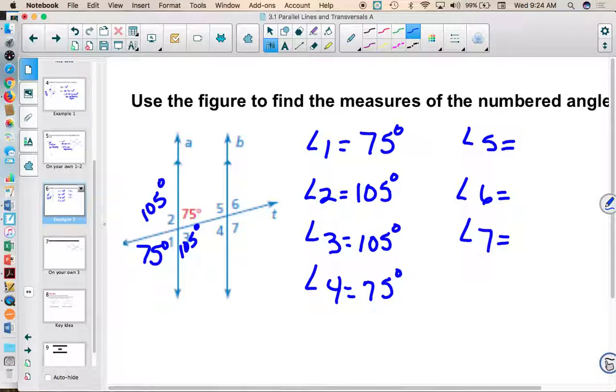Ridley. Angle 5 is 105 degrees. Why? It's an alternate interior angle with 3. That is true. Is it also corresponding to angle 2? Yep. Okay. Justin, I've got you woke up, haven't I? Tell me one. Alright, number 6 is 75 degrees because it's alternate exterior with number 1. Good.